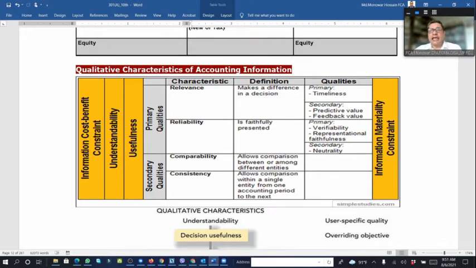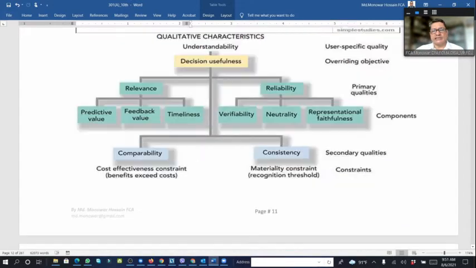It means that it allows comparison within a single entity from one accounting period to the next. That means consistency: how we present data, next year we should also present the data the same way. But one thing, if any error is found, it should be corrected immediately. And in the qualitative sets, the primary quality is timeliness, the secondary is predictive value, feedback value, and so on. This is the financial data quality.